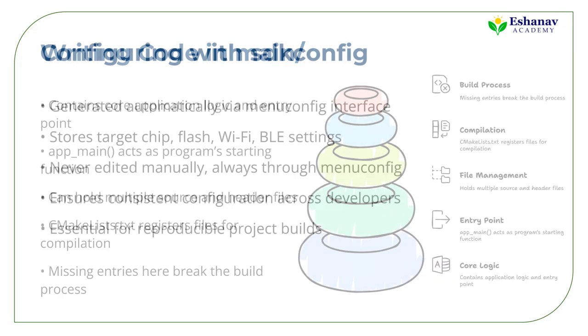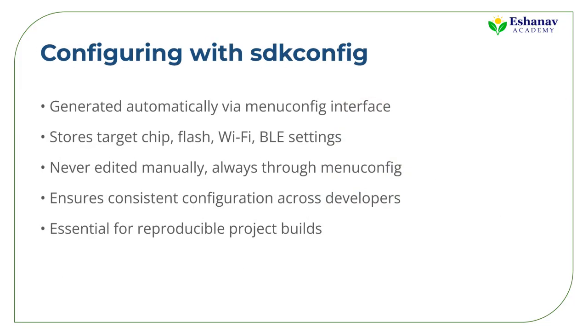The sdkconfig file is automatically generated when you run idf.py menuconfig. It's a plain text file, but you should never edit it by hand. Instead, treat it like a database of your project's DNA. It remembers that you selected ESP32-C3 as your chip, your flash size, and whether Wi-Fi or BLE are enabled. When you commit a project to version control, sdkconfig ensures teammates compile with identical settings. Change something in menuconfig, and the file updates instantly. Ignore it, and you'll quickly run into mismatched builds or hardware misbehavior.